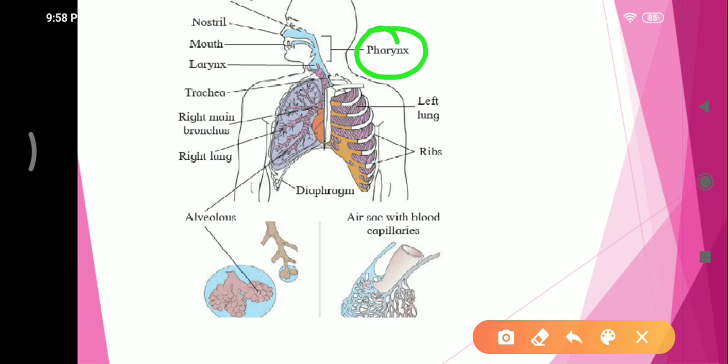Yes, because the pharynx is the place where the respiratory system and your digestive system start. So the oral cavity is also the pharynx. In simple language, you can say that this is the oral cavity, and this is the pharynx. After that, the next structure is the larynx. So what is the larynx? That is also called the sound box.